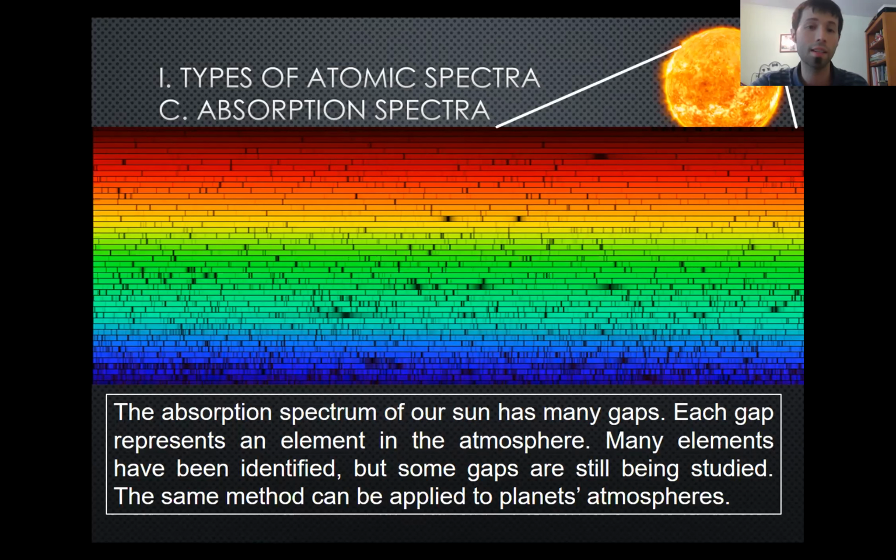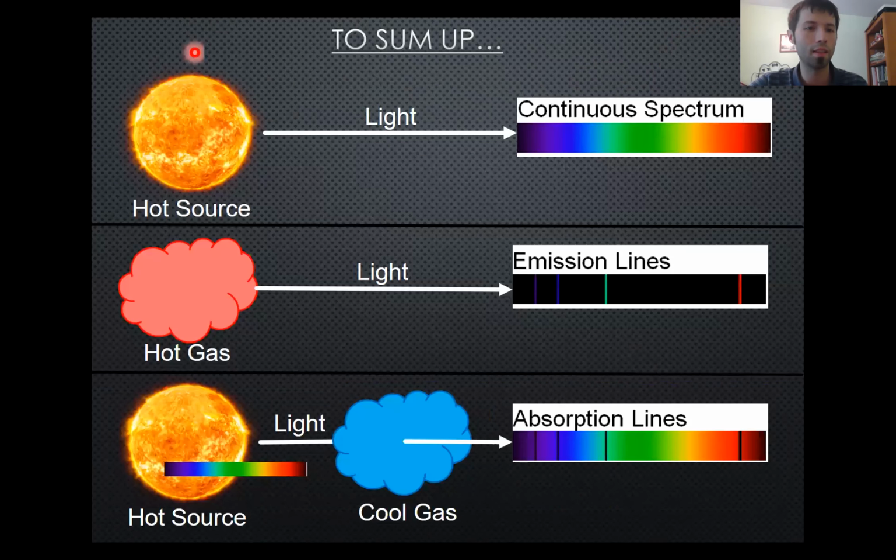So that is how we know what our sun's atmosphere is made of. And we use that information to discern what is inside the sun as well. So again, to sum up, when you have a hot source, it produces a continuous spectrum. It produces the entire rainbow. Whenever we look at the light from a hot source, like a light bulb or a star, we see a continuous spectrum. Whenever we have a hot gas, it glows with emission lines.